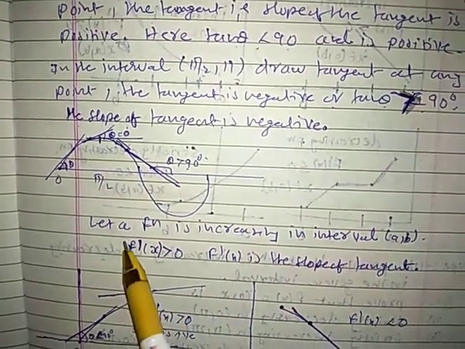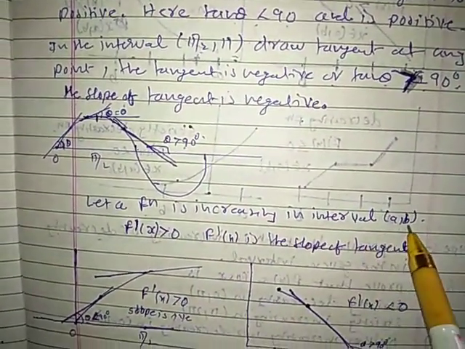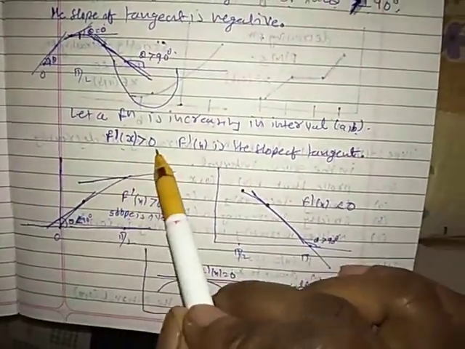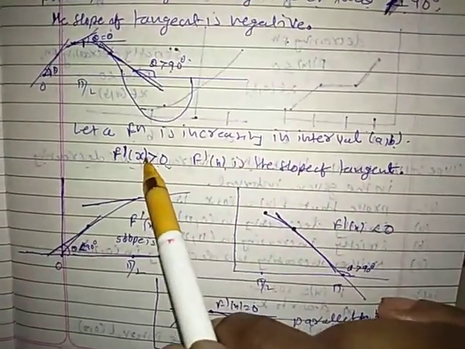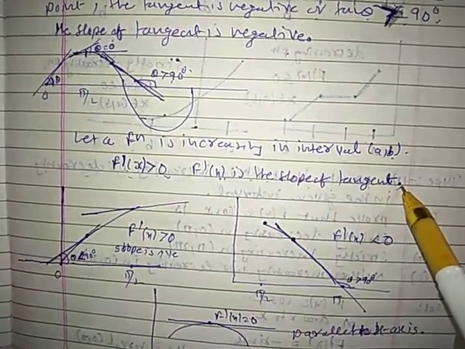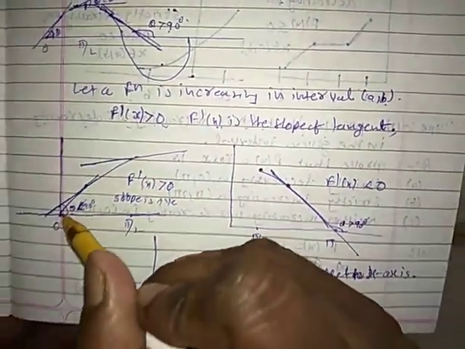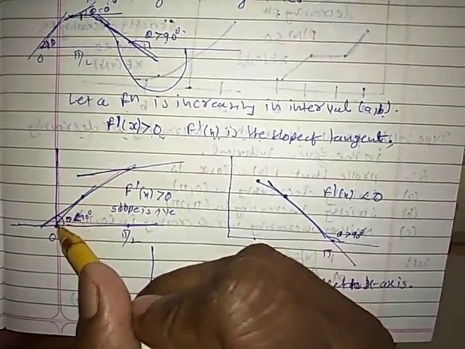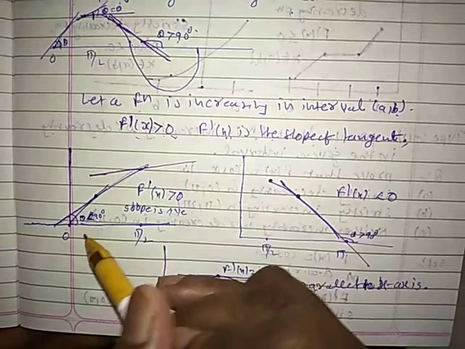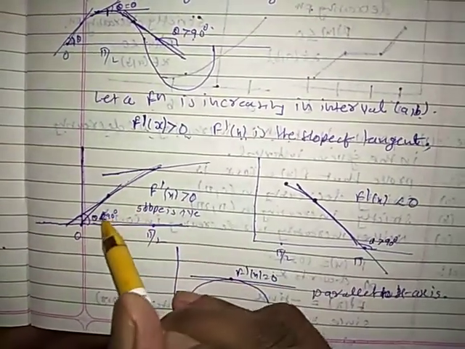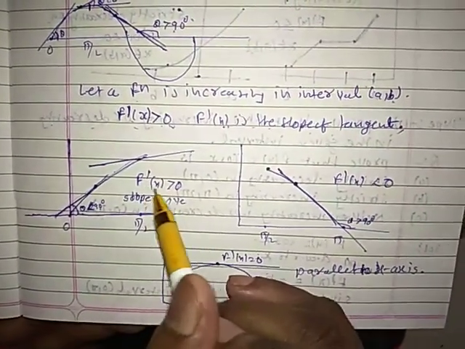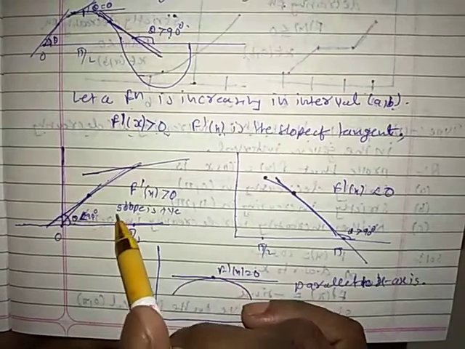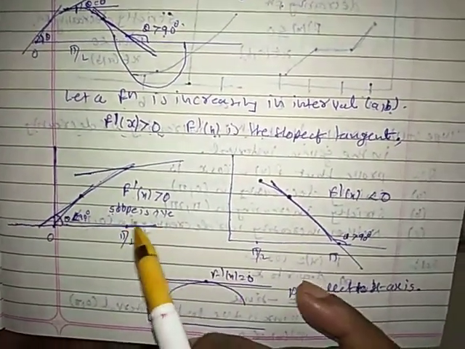So let a function be increasing in the interval AB. Then f dash of x is greater than 0. What is f dash of x? f dash of x is the slope of a tangent. Just draw a curve like this, from here to here. Take any point on it and drop the perpendicular. This theta will be less than 90 degrees. It means that f dash of x is greater than 0, it is positive, and the slope is positive.